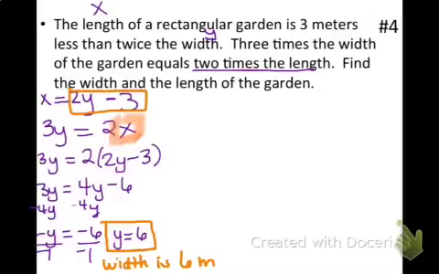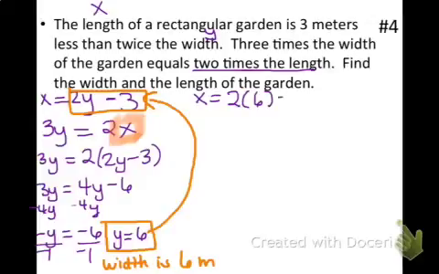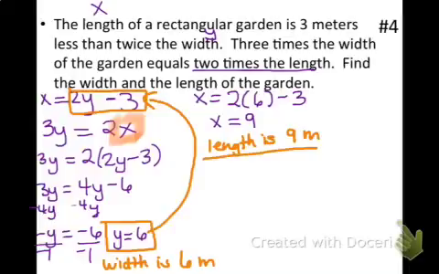To get our second answer, all we have to do is plug it back in. I can plug it back in anywhere that has an x. So I'm going to stick with the first one. I'll plug it in here. So x is equal to 2. Instead of putting y, I'll put 6 because I know what it is, minus 3. So x is equal to 9. And that means that length is 9 meters. Please include the unit. So that's the answer for that one.